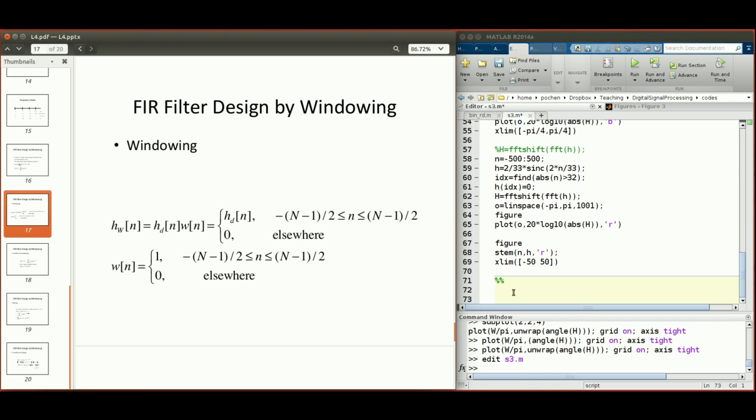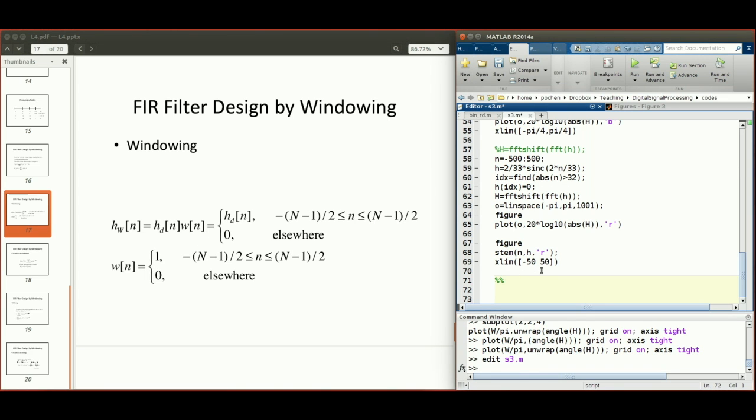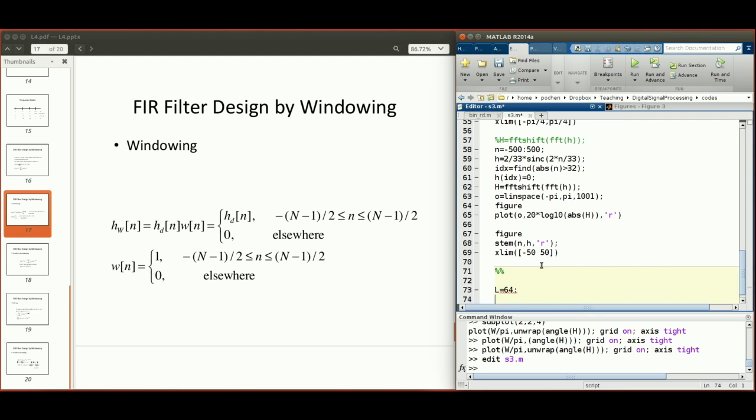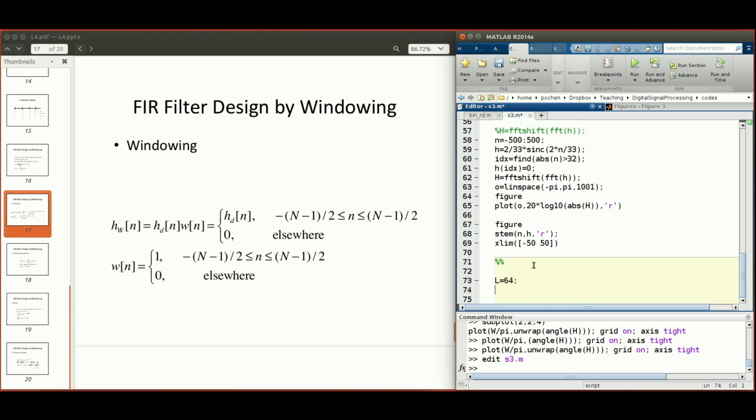In Matlab, we have several choices for time domain windows, so let's look at just a few of them. We're going to look at 4 of those windows provided by Matlab. Big L is going to be 64, the number of points we use to represent that time domain window. The first window is generated by a function called Kaiser, K-E-I-S-E-R.